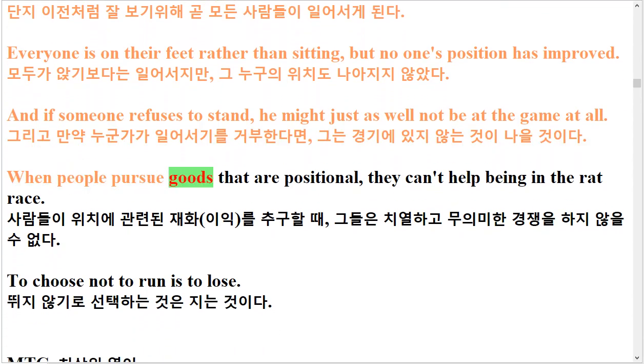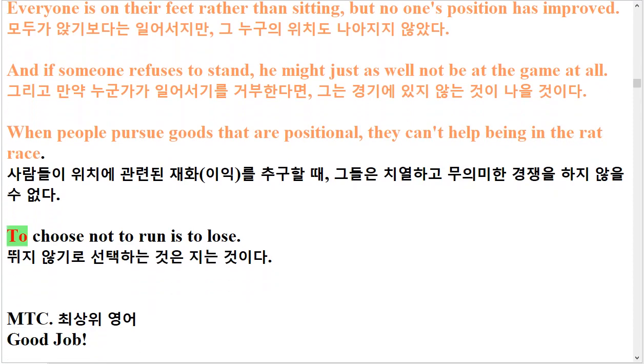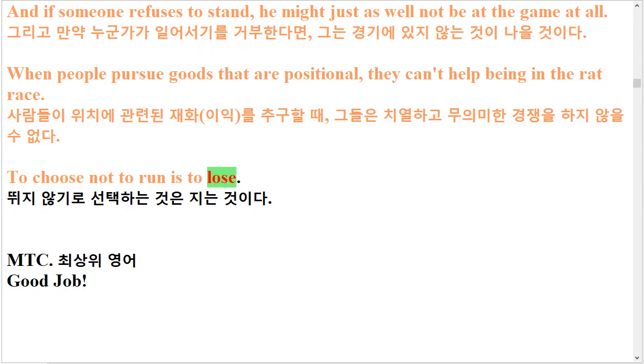When people pursue goods that are positional, they can't help being in the rat race. To choose not to run is to lose.